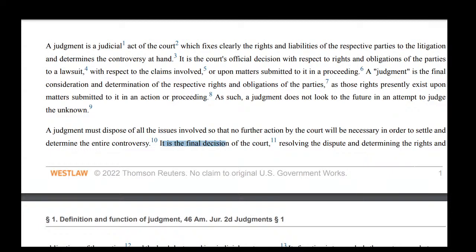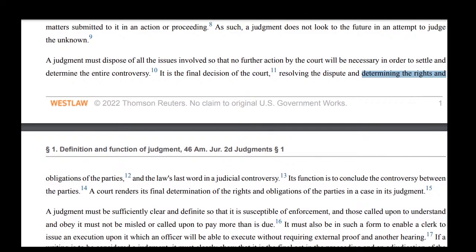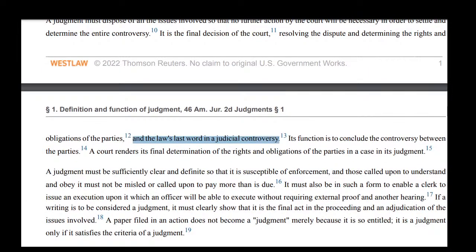It is the final decision of the court, resolving the dispute and determining the rights and obligations of the parties, and the law's last word in a judicial controversy. So the judgment is the law's last word in a judicial controversy. Its function is to conclude the controversy between the parties. A court renders its final determination of the rights and obligations of the parties in a case in its judgment. So that's where the final determination of rights and obligations lie.